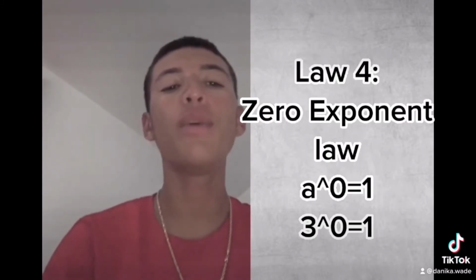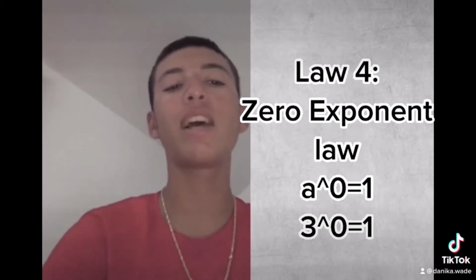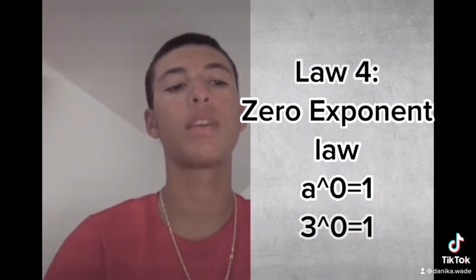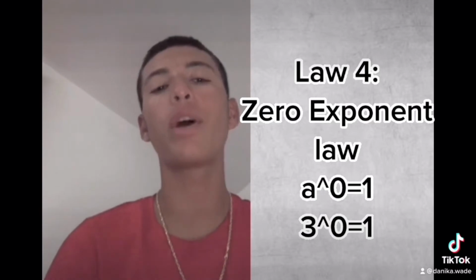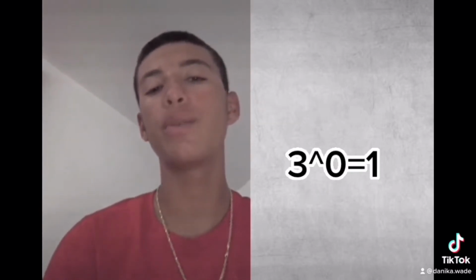We are all the way at law 4, which is the zero exponent law. This law states that a to the 0 power is 1. So anything raised to the 0 power will always equal 1. Example, 3 to the 0 power equals 1.